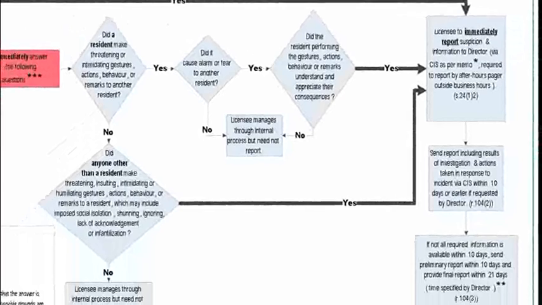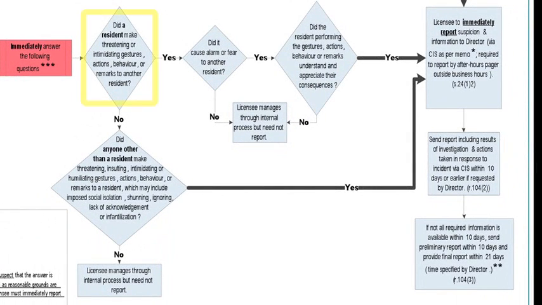So that's a resident-to-resident situation. Let's go back to the whodunit column. Was it a resident? No, it wasn't a resident, so it was somebody else. Expectation of behavior is higher if it's somebody else, and so you will see the actual definition of what emotional abuse would be is expanded.